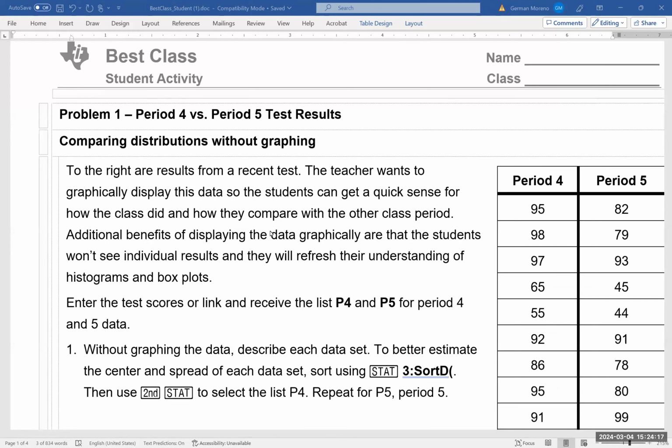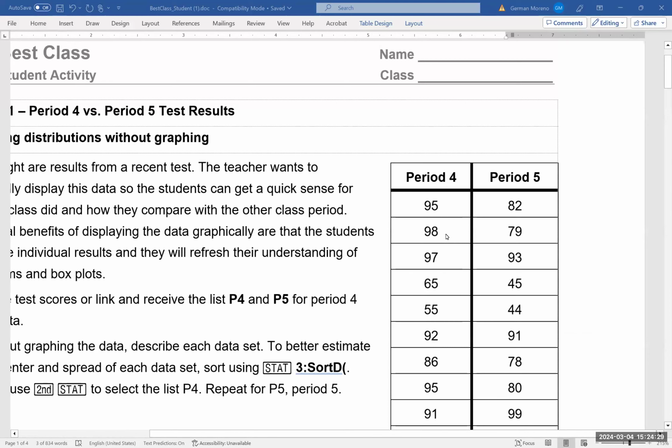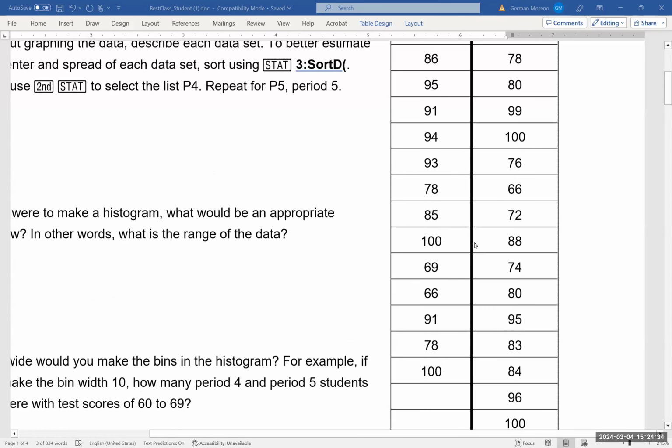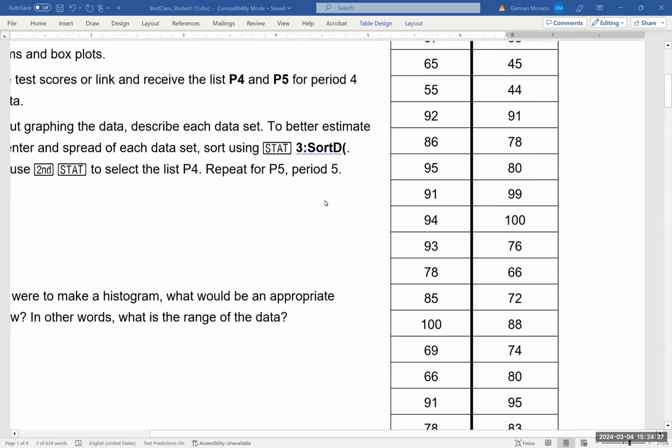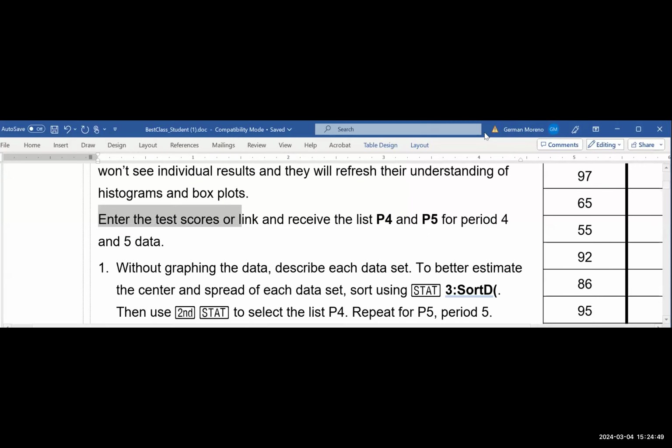Additional benefits of displaying the data graphically are that students won't see individual results and they'll refresh their understanding of histograms and box plots. So basically what we have are fictitious results for period 4 of this teacher and period 5, and those are all the different student scores. And so the very first thing we're going to do is enter the test scores into the calculator.